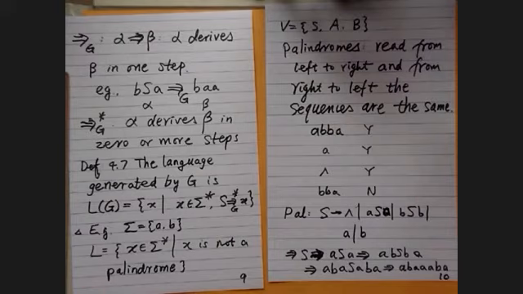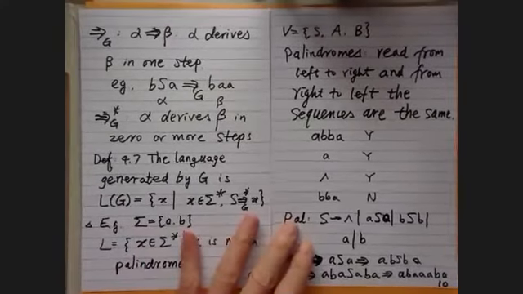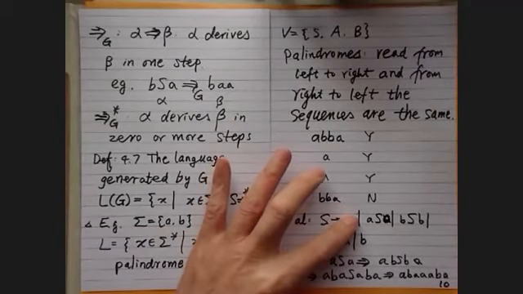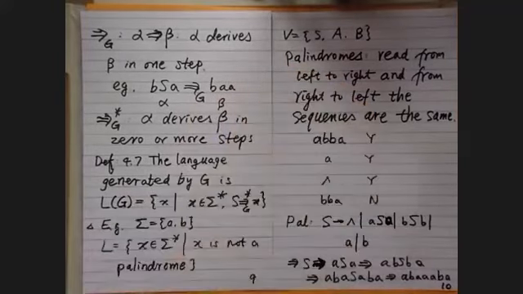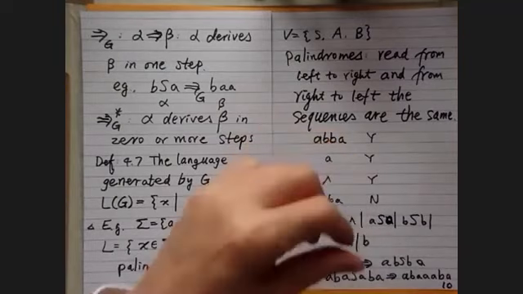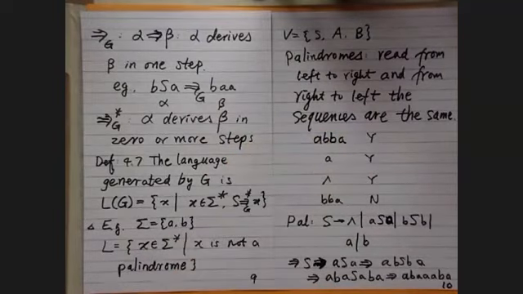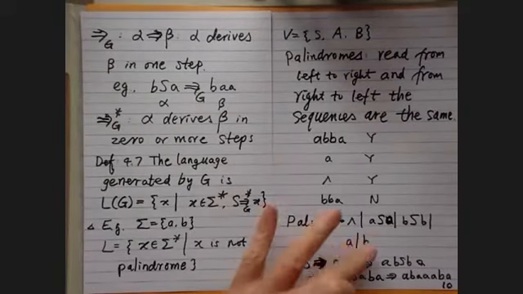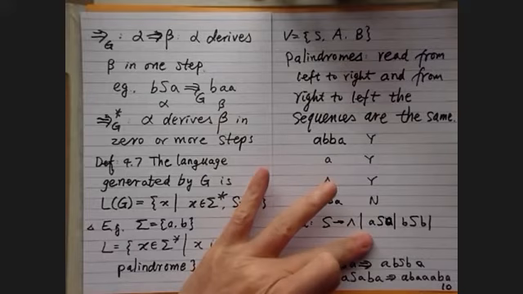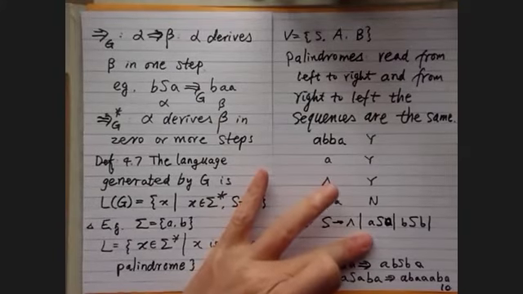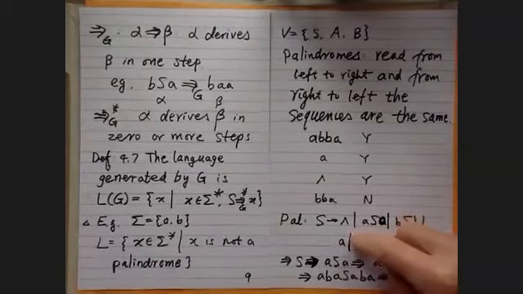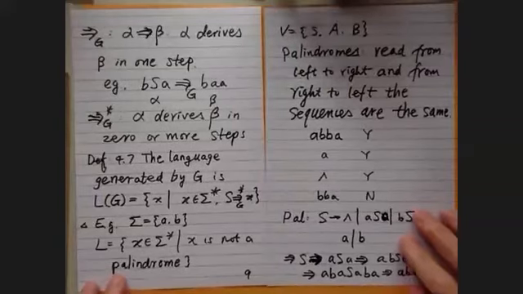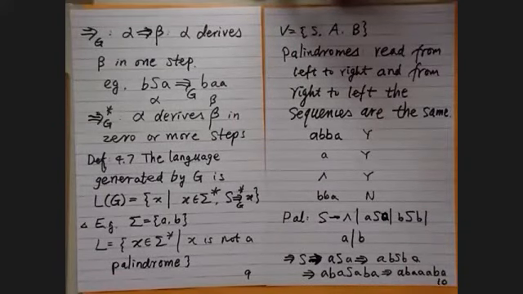But it's also important that S can go to lambda, because otherwise you couldn't get any of the even length. Without that one, without lambda, you only generate odd number of palindromes, palindromes of odd length. And without these two, you generate all the palindromes of even length. And with both you generate odd numbers and even numbers, including zero.